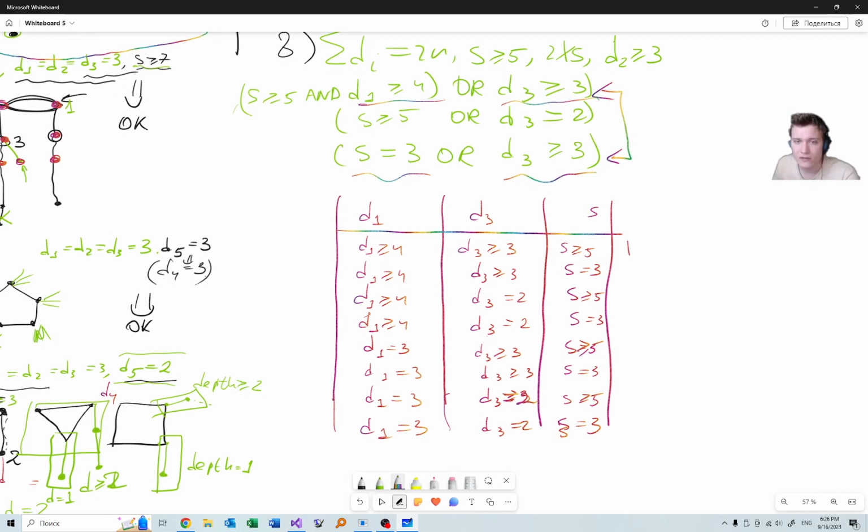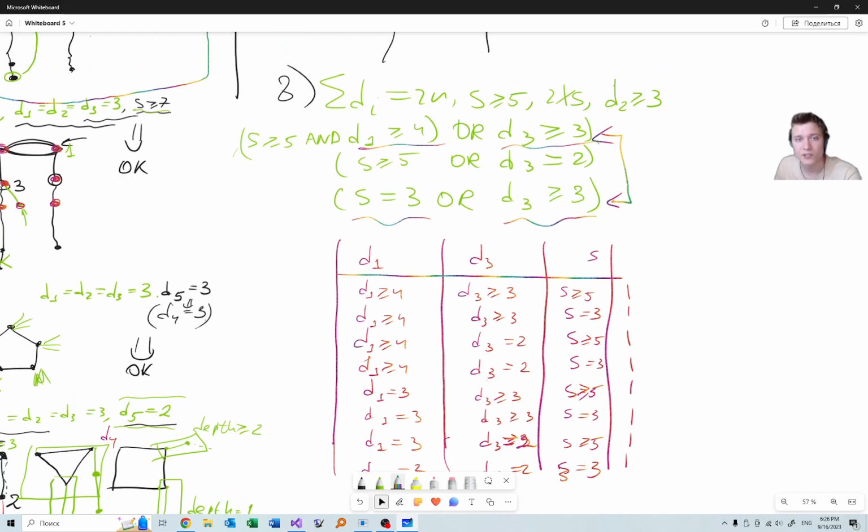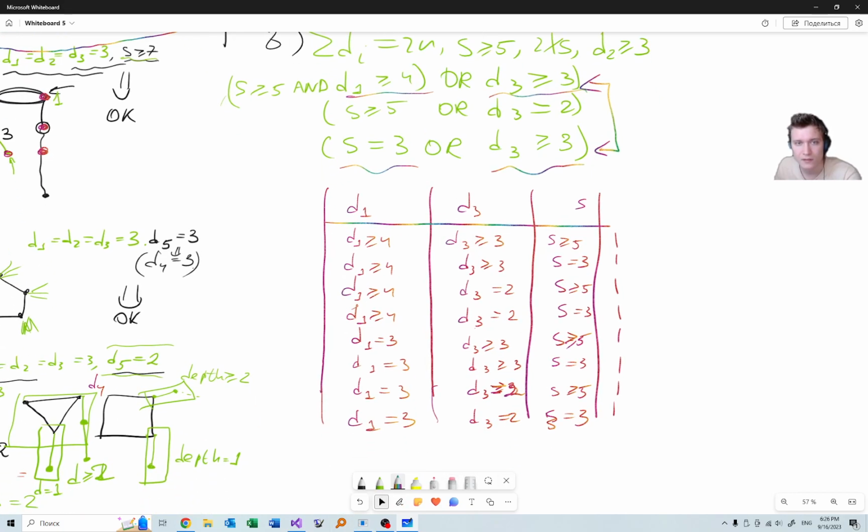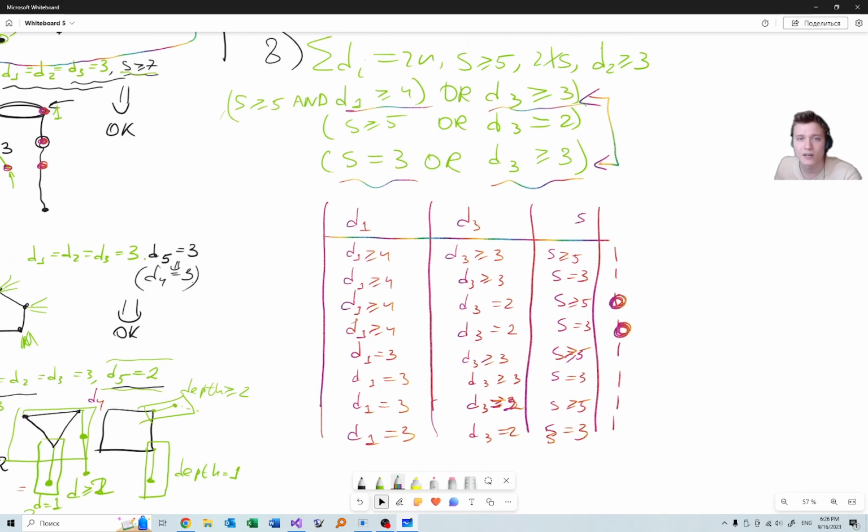So initially all possibilities are possible. Let's now eliminate some of them. So we know that d3 is at least 3. Or let's start with the simpler ones. For example, s equals 3 or d3 is at least 3. This means that if s is at least 5 and d3 equals 3, this is impossible. D3 equals 2, this is impossible. So this is impossible and this is impossible. Okay, now d3 equals 2 or s is at least 5.